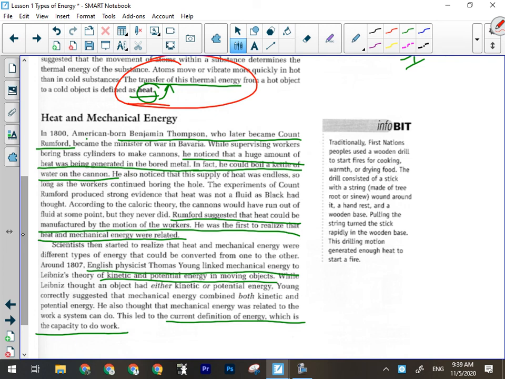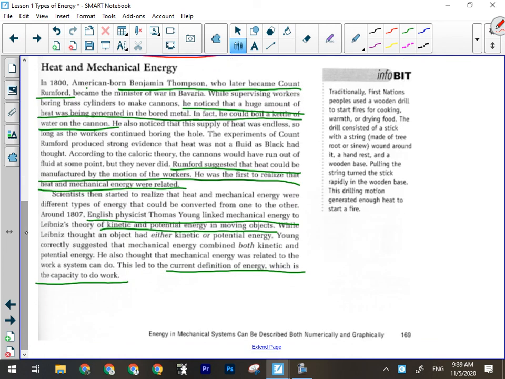Now, workplace health and safety. During said coffee break, do not lean on the cannon. Caution, hot. You have to watch out for that. Now Rumford suggested that heat could be manufactured by the motion of the workers. That's where it came from.